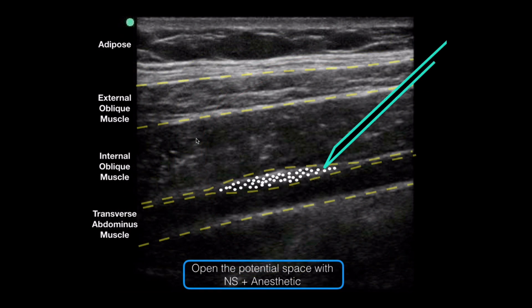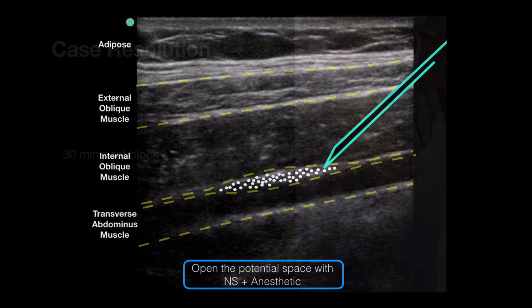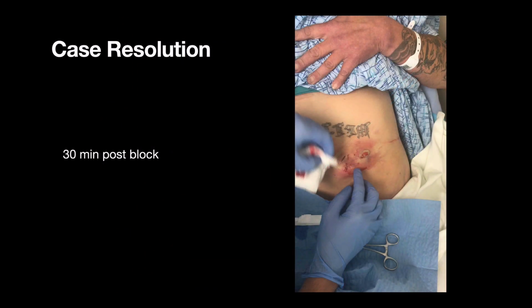So again, the needle comes in, and the idea is to drop fluid above the transverse abdominis muscle and open that plane up. I will say that sometimes the needle visualization is not great on this because you're coming at a steep angle. I would recommend starting and following the needle down as you go through the external and the internal oblique muscles. You can see this is about 30 minutes post-block.